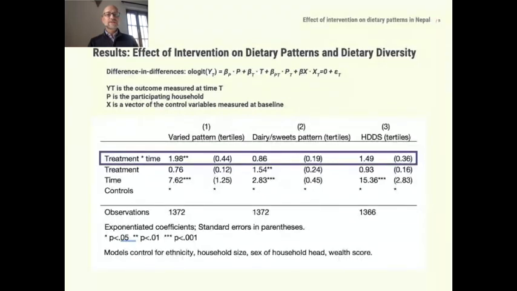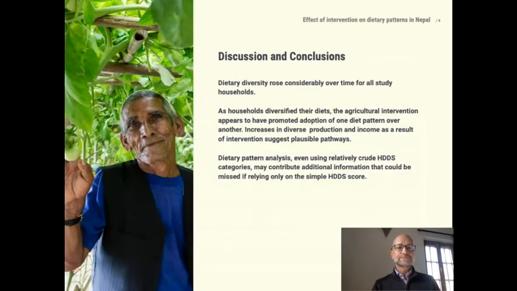We would not expect to see greater adoption of a diet characterized by dairy and sugary foods, and we also see no effect on the household dietary diversity score. So, in sum, even as dietary diversity increased for all households, the agricultural production and diversification intervention appears to have promoted preferential adoption of a varied dietary pattern characterized by meat, fish, eggs, fruit, and tubers, but not one characterized by dairy and sugary foods.